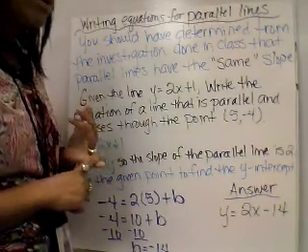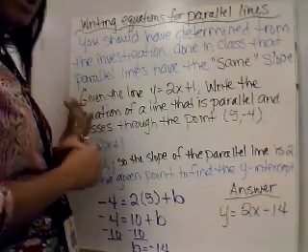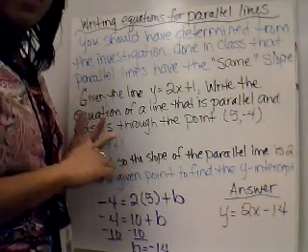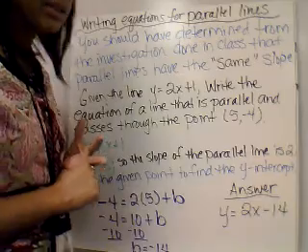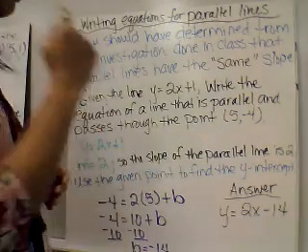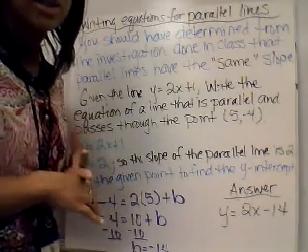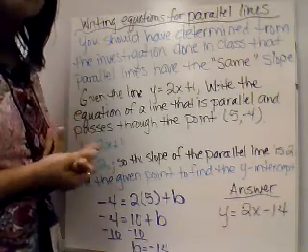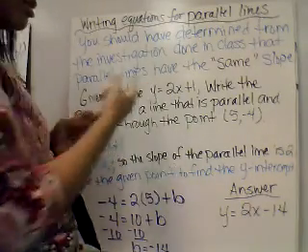So I'm given the slope of the equation of one of the lines, and then I'm given a point that the parallel line passes through, which is 5, -4. Because I know that parallel lines are going to have the same slope, I already know the slope of the parallel line. It's also going to be 2.